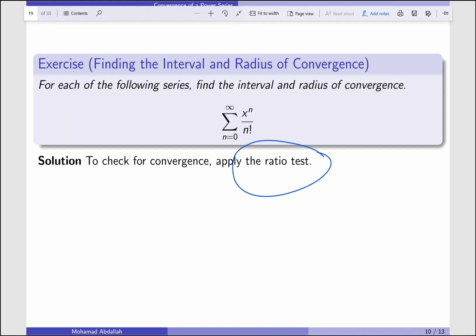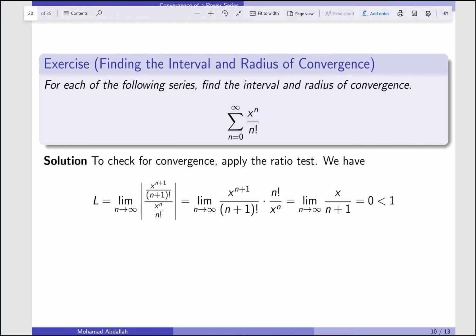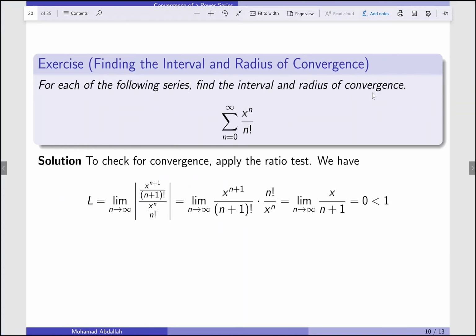Now, I will take the limit of a_(n+1) over a_n, thinking of this whole thing as a_n. You can see that a_(n+1) is going to be x^(n+1) over (n+1) factorial, divided by x^n over n factorial. You can drop the absolute values because all the terms are positive. Dividing by a fraction means multiplying by its reciprocal, as you can see.